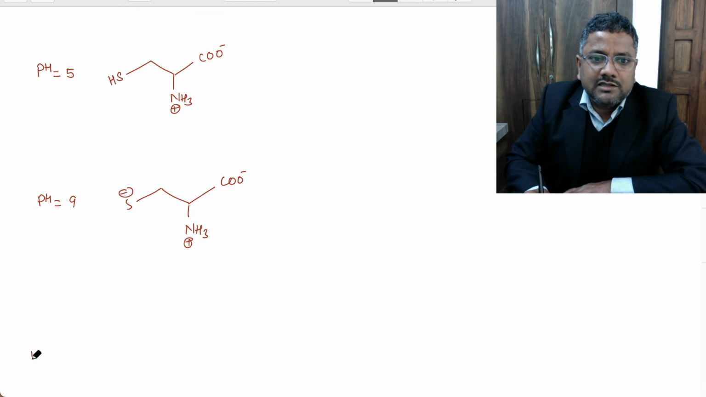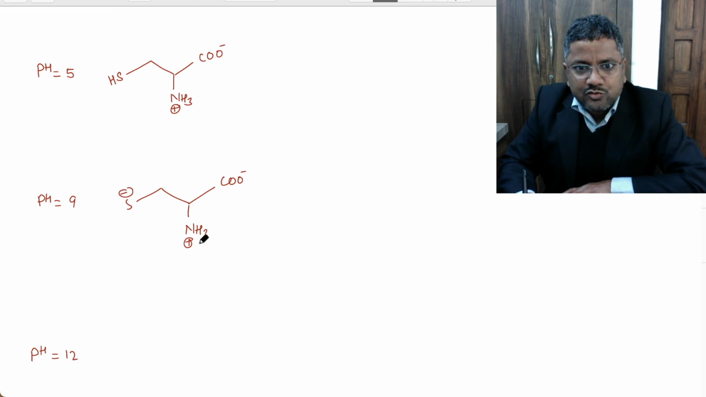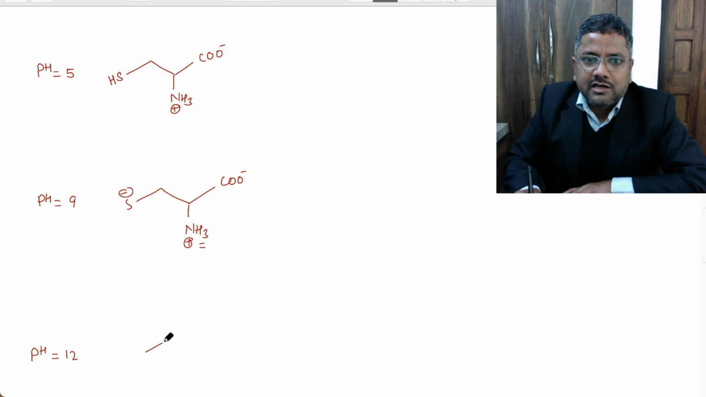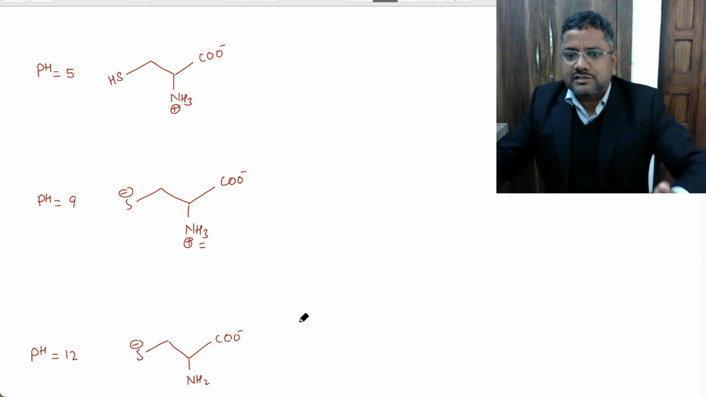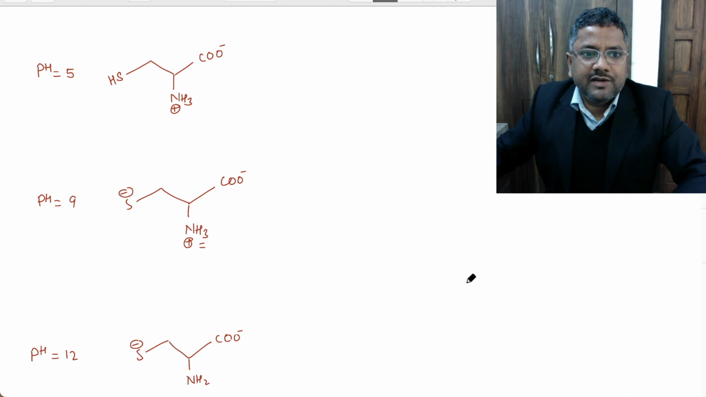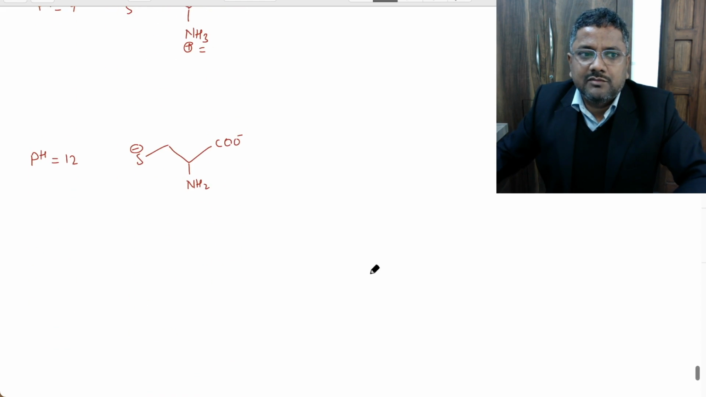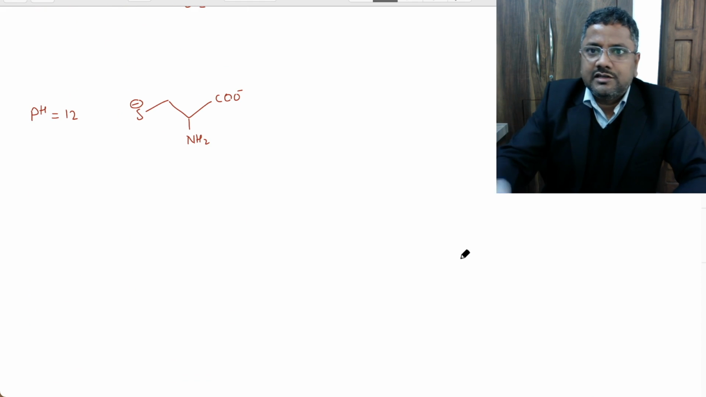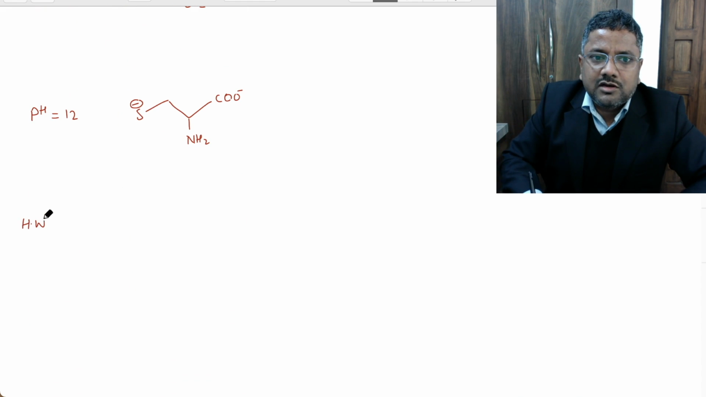And now the other is pH 12. At pH 12, this proton also dissociates, so you will have this as the prominent structure at this pH. This type of question may be asked to you: draw the predominant structure at different pH for the given amino acid. Now one homework for you, all of you can do yourself. I am giving you one amino acid.